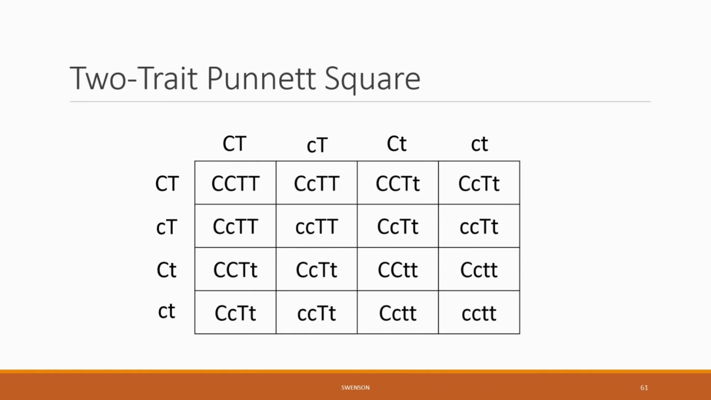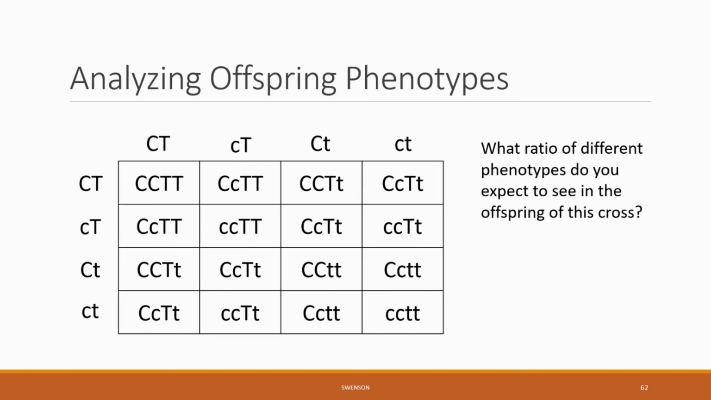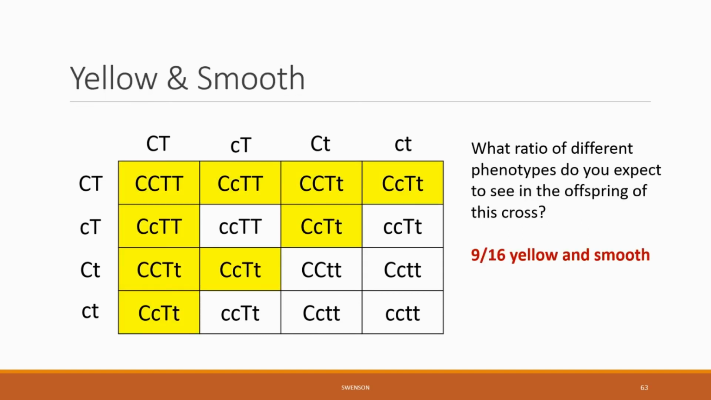Now we match the row and column to fill in each box. And now we are ready to analyze the ratios. All fertilized cells with a capital C will be yellow, and all with a capital T will be smooth, leaving us with 9 out of 16 offspring as yellow and smooth.